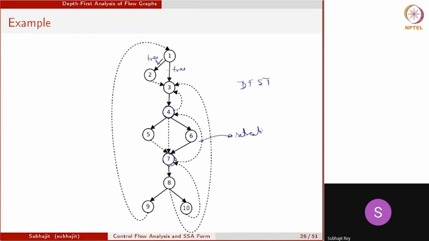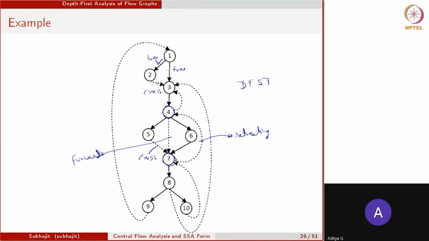Can somebody tell me a forward edge now? Now it is easy. 4 to 7. 4 to 7. Exactly. So 4 to 7 goes from an ancestor to a descendant. So this is a forward edge. And can somebody locate a cross edge? So 5 to 7. Very good. There is 5 to 7. This is a cross edge. 2 to 3 is a cross edge. Right? Excellent. I think we have understood it. Right. So now you can classify your edges into these 4 categories.